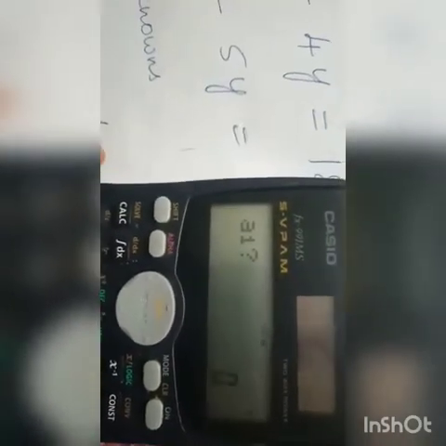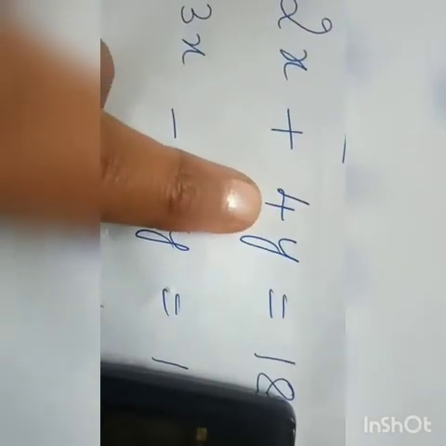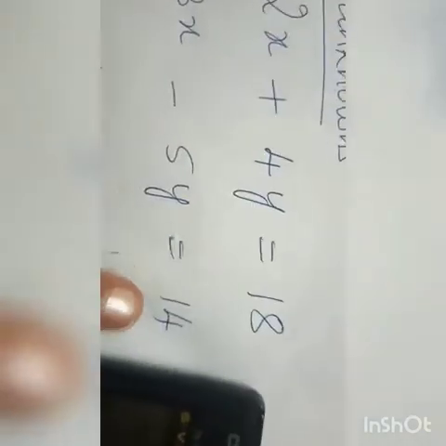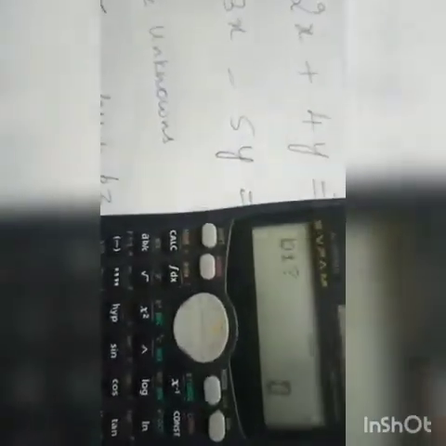See, it's asking for A1. A1 means here the first equation, the coefficient of x. That is A1. Then this will be B1. This will be C1. Again, this is A2 and this is B2 and this is C2. Like that it will ask in this particular Calci. Now enter the value of A1. So what is A1? 2. So just press here 2, then equals.